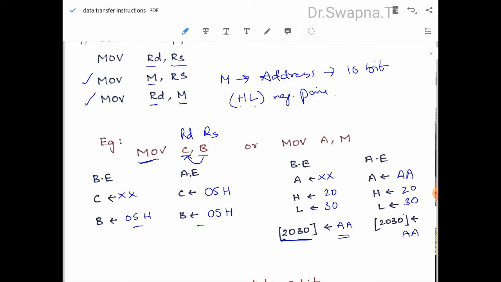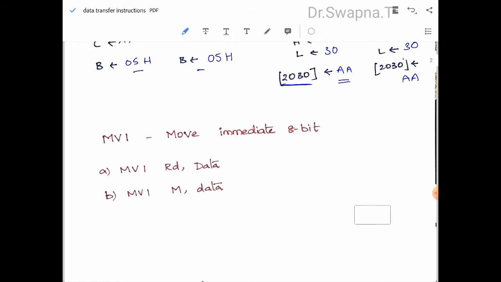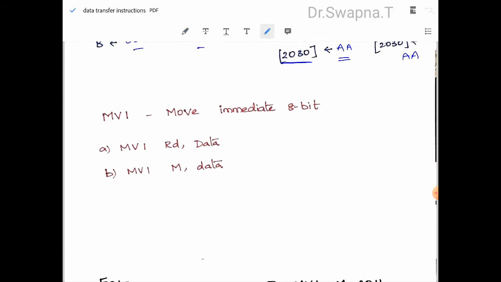So this is about the move instruction. Next is your move immediate. These are the templates. Move immediate Rd comma data, where data is of 8-bit size. And move immediate M comma data, again where data is of 8-bit size.